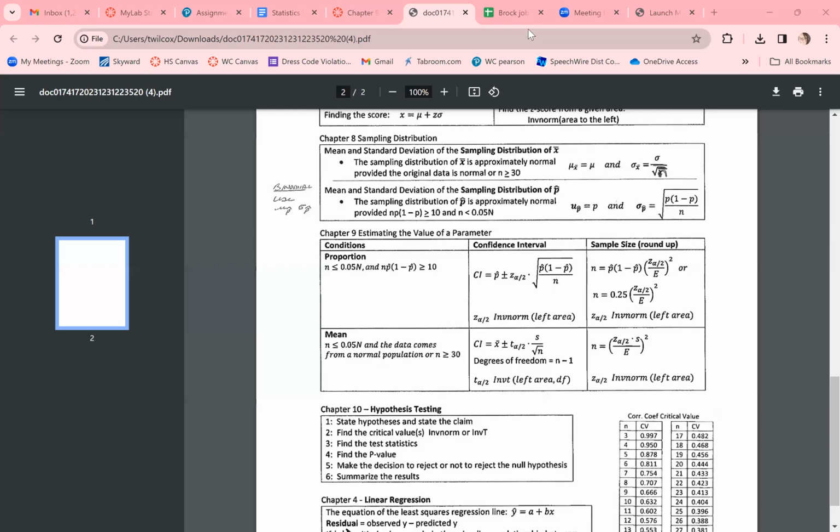All right, for stats 9.2, estimating a population mean, which is basically finding our confidence intervals and also the required sample size for a given level of confidence.